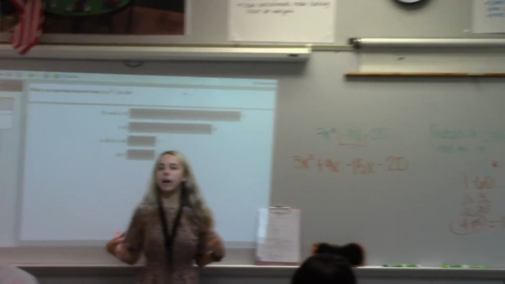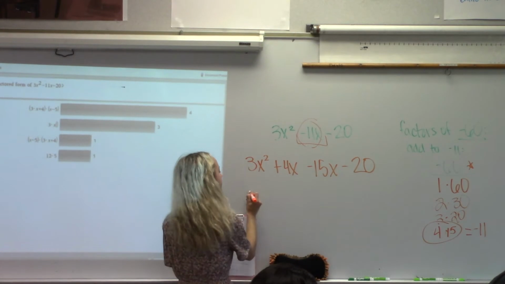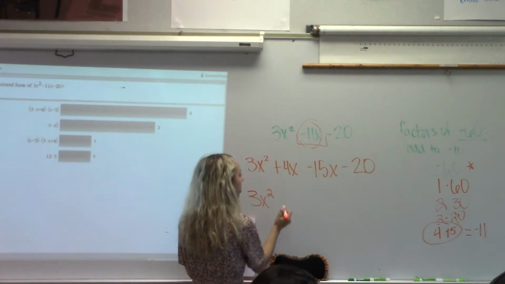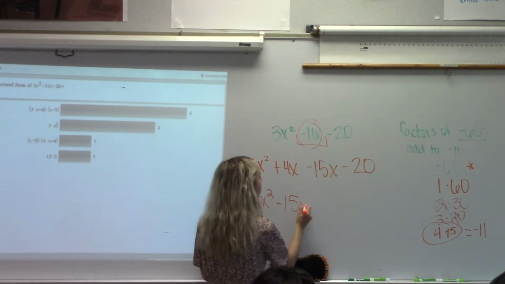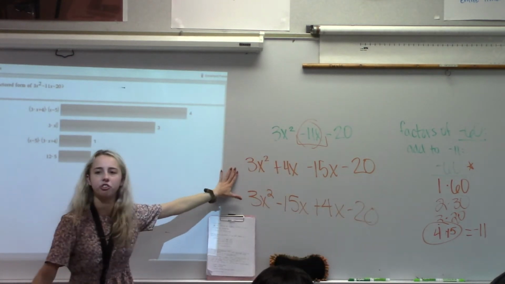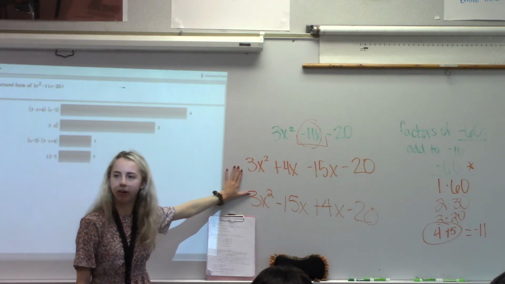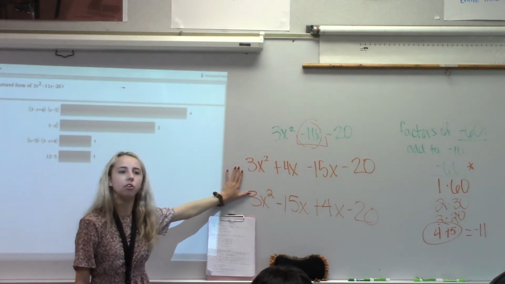Then this idea of factoring by grouping, also here, remember, would it make a difference if I wrote negative 15x plus 4x? Like, are these two expressions different? No. Could I factor both of these by grouping? Yes. Okay, so, what's up, Jackie?